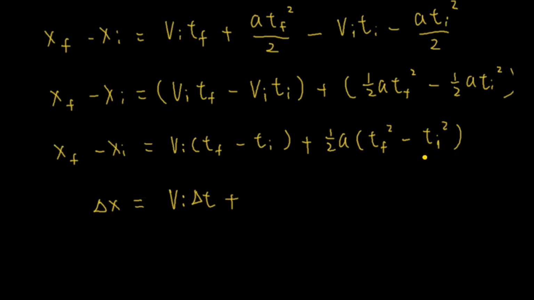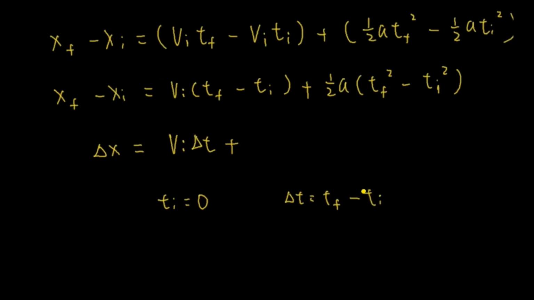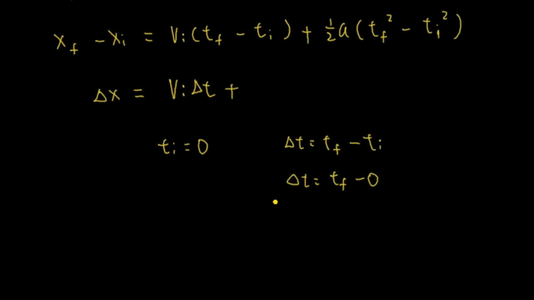But we know that usually when we start, the time is 0, right? T initial is usually 0. That's how we start. And if that's the case, this term will just be 0, and we only have t final squared. So think about this. Change in time is t final minus t initial. And if t initial is 0, then change in time is t final minus 0, which is just t final.